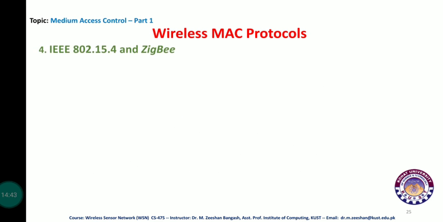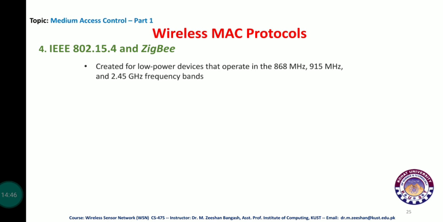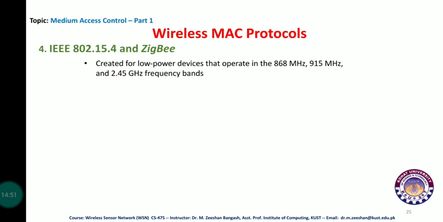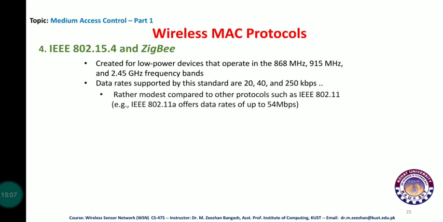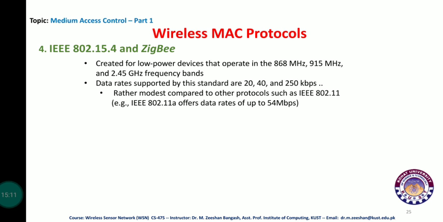Another wireless MAC protocol is Zigbee, IEEE 802.15.4. It is basically designed for low power devices that operate in the 868, 915 megahertz and 2.4 gigahertz frequency bands, and it has a very limited data rate of 20, 40 or 250 kbps. It is very modest as compared to Wi-Fi, which offers a large amount of data, up to 54 mbps. This protocol supports devices with data rates in kbps.